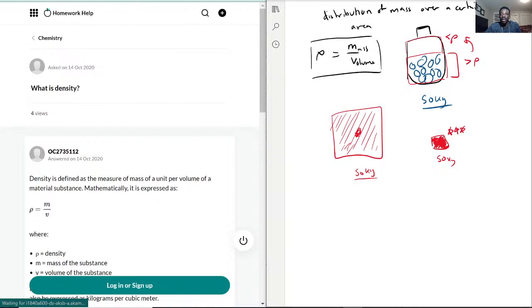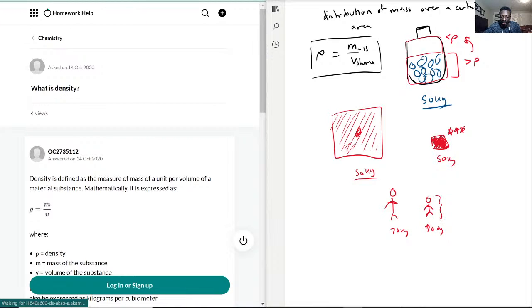Another example is people in general, actually. You've seen tall people, and they would weigh the same as a shorter, stockier person, for example. Let's say like this is 70 kg, both of them.